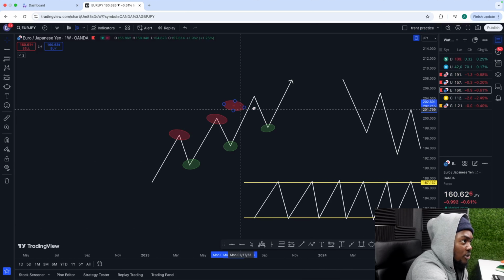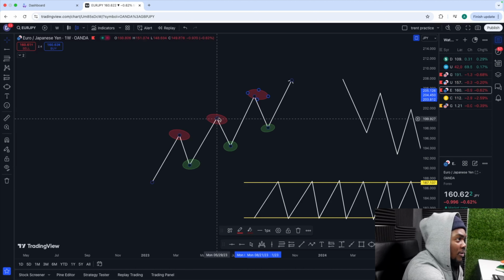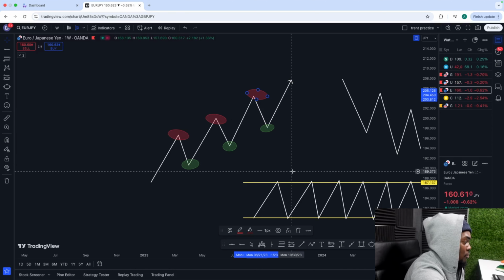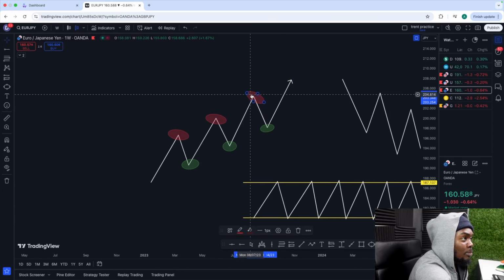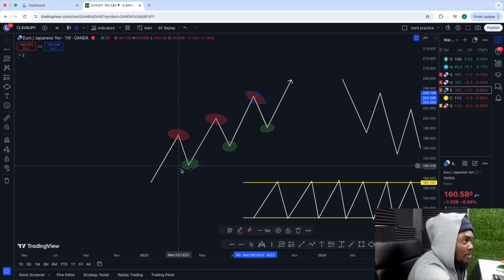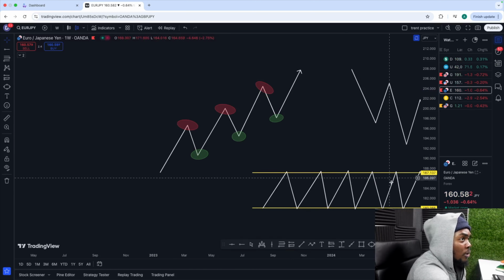So if I'm in a bullish market, I'm looking for buys at my higher lows, sells at my higher highs. And this is traditionally how a market moves. So now that I understand what a trend is, in order for price to actually be trending, price must be making higher highs and higher lows. I need to identify if it's in an uptrend or a downtrend.